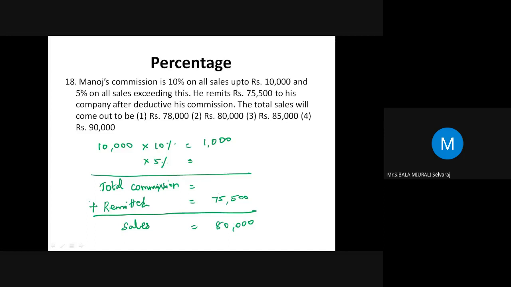Logically also it's correct. Out of the 80,000, 10,000 sales are already done. How much is remaining? 70,000. 5% commission on 70,000 is how much? 3,500. What is the total of 1,000 and 3,500? 4,500. Now add the remitted amount and you will get 80,000. If you take other values like 78,000 or 85,000, it will not tally.